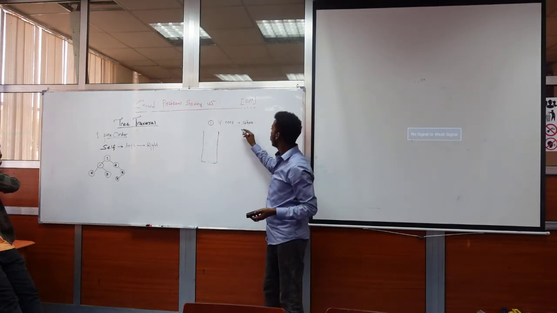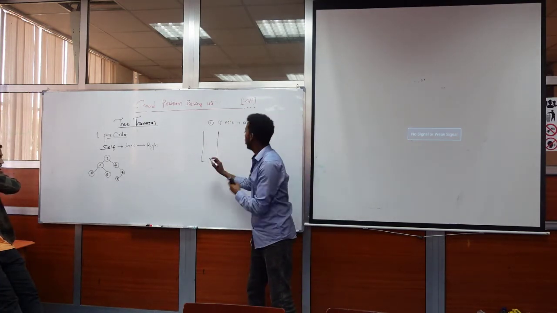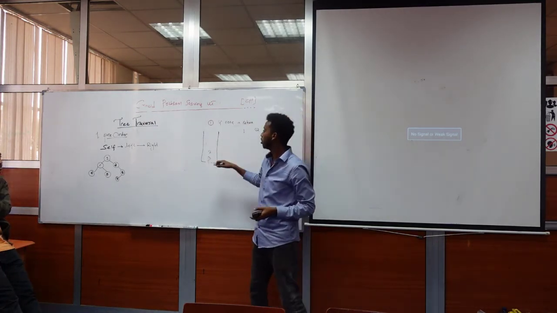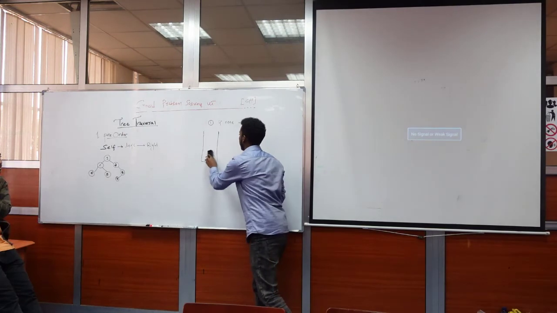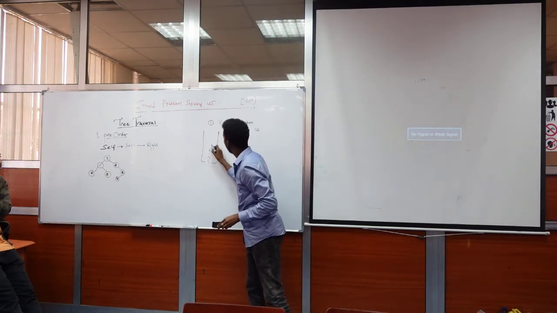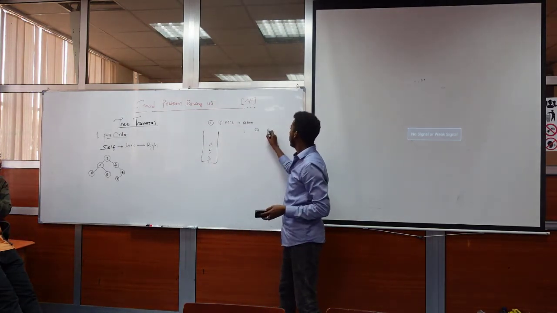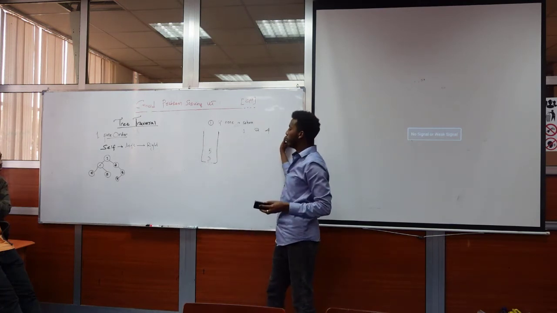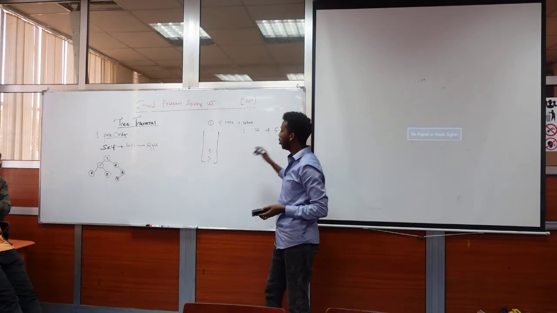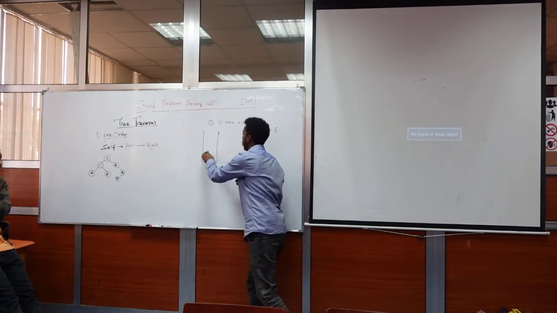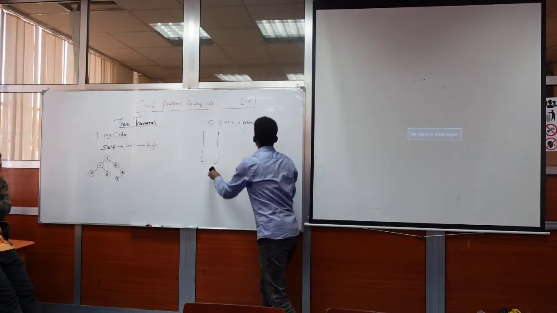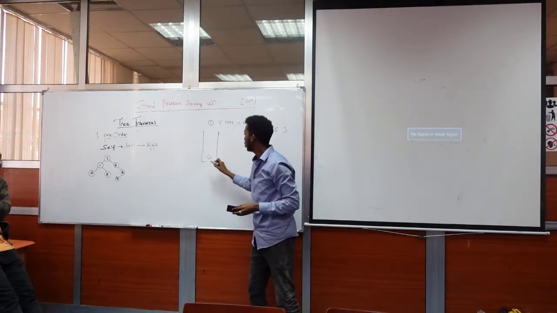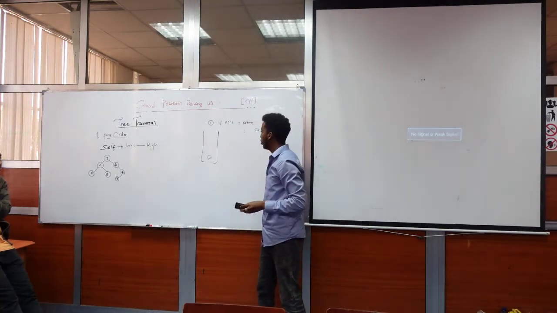We pop 1, we print it, we insert children of 1, 3 and 2. We pop 2, we print 2, we insert children of 2, 5 and 4. We pop 4, we print 4, we have no children. We pop 5, we print 5, we have nothing to insert, it's popped. We pop 3, print it, insert children of 3, the right one first, 6, left one, we have no left.